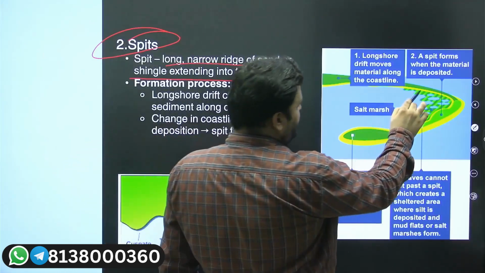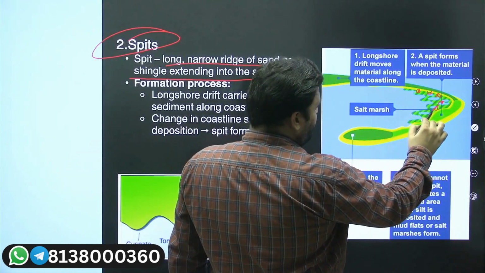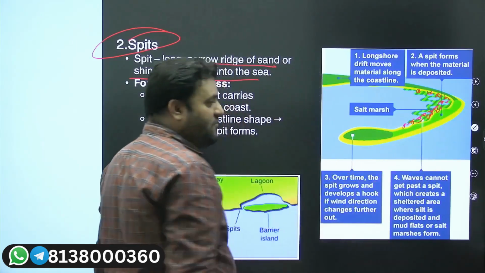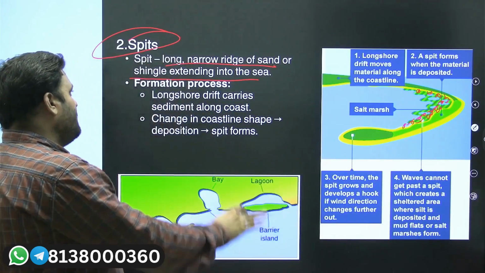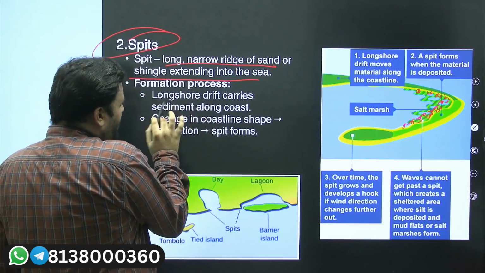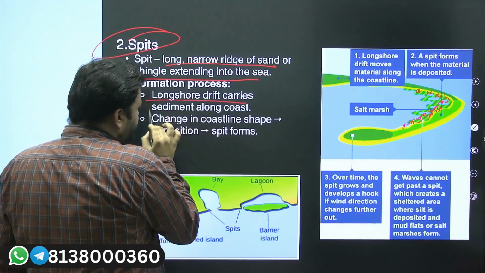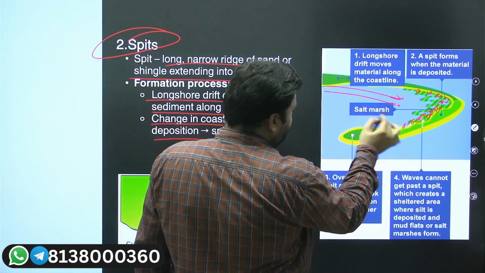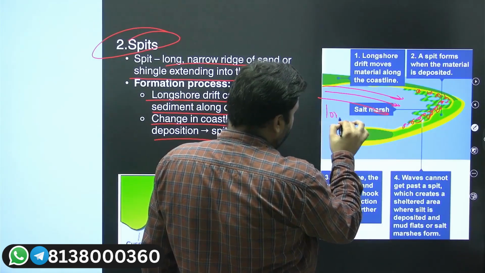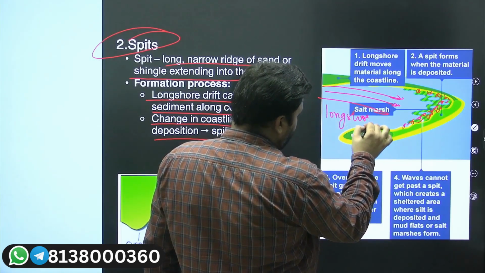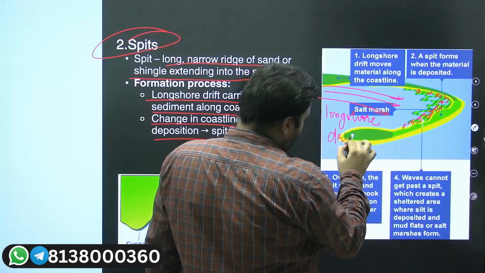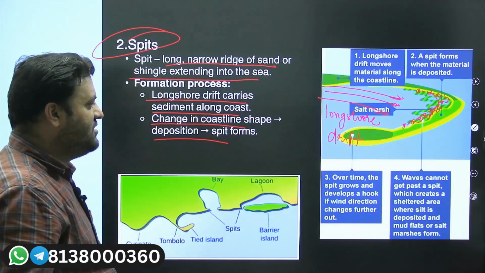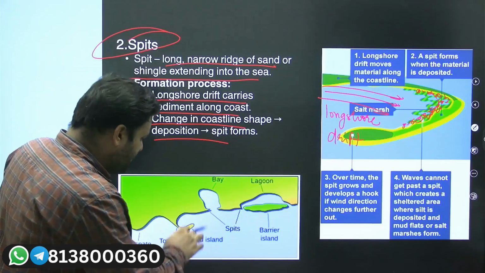So whenever we have this particular deposition, as a result of deposition there will be formation of what? Spit. It forms when there is longshore drift, which carries sediment along the coast. When the coastline changes, this longshore drift will cause deposition. And when we have such deposition, that is called a spit. Here you can see these are spits.